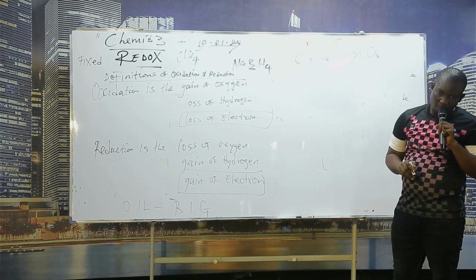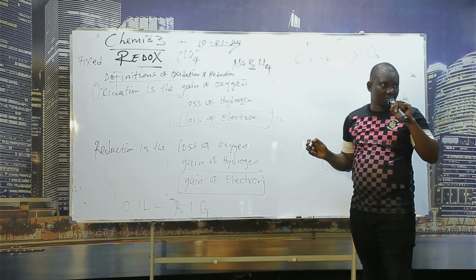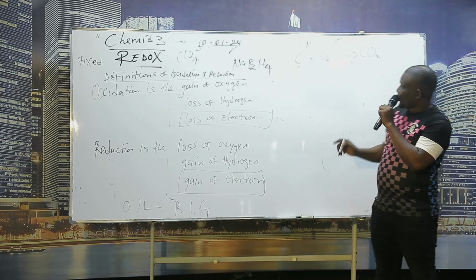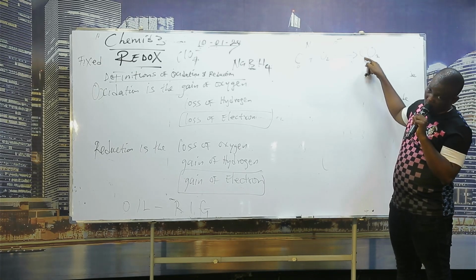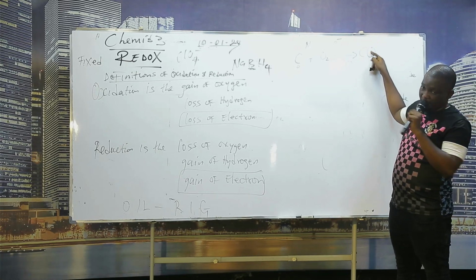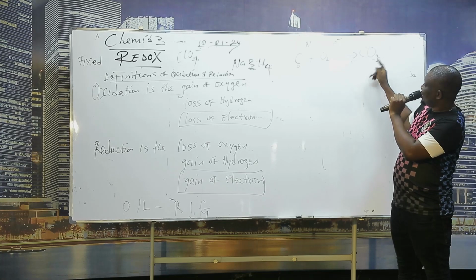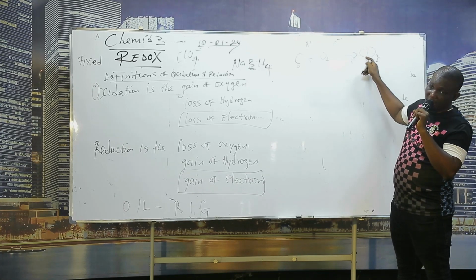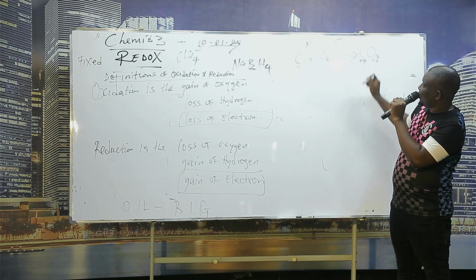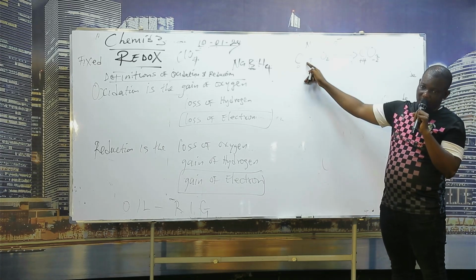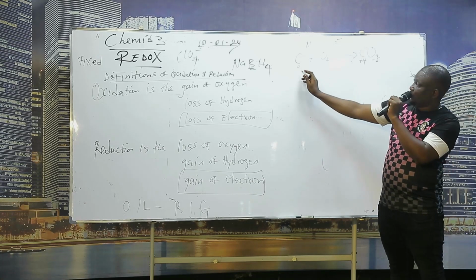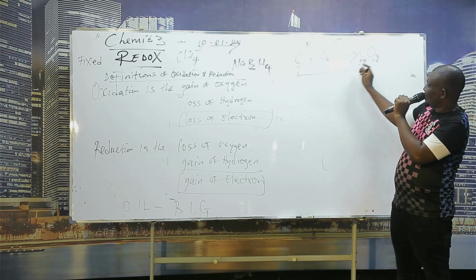CO2. What is the oxidation number of carbon? 0. What is the oxidation number of carbon here? You may not know, but you may know it through this one. This is minus 2. So this one must be what to balance this to 0? What will it be now? Plus 4. It was 0, but on gaining oxygen, the oxidation number has now changed from 0 to plus 4.